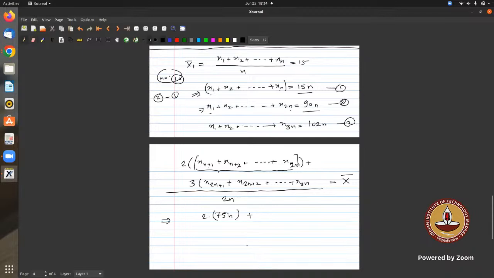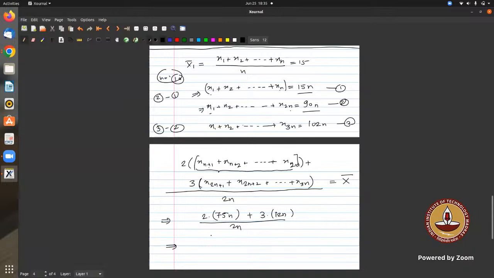Now tell me, what about this, x2n plus 1 to x3n? What do I have to do? I have to subtract equation 2 from equation 3: 102 minus 90, right? So how much is it? 12n. And 3 into 12n, divided by 2n. The n cancels.